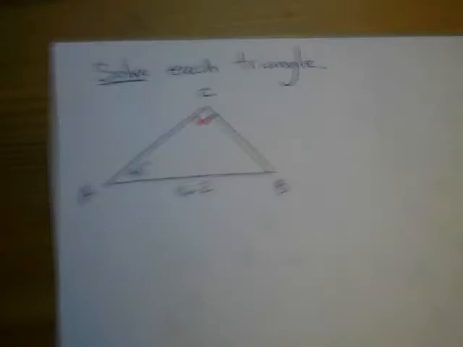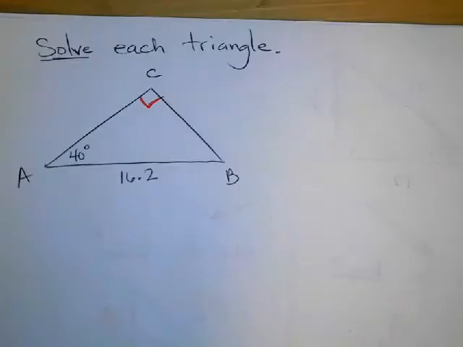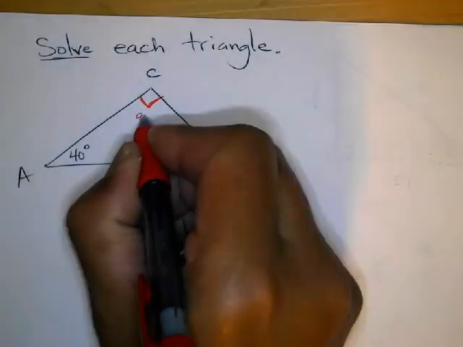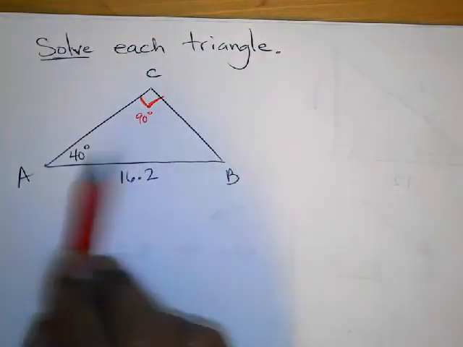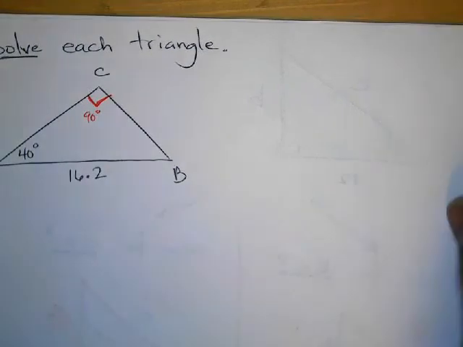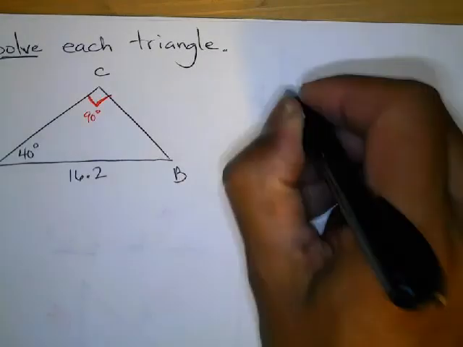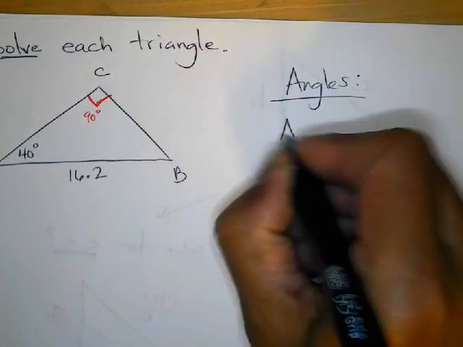All right. So, what are we going to do first? We're going to do the easy stuff first. First, we're going to find the angles. I know that this is 90 degrees. I know that these two have to add up to 90, right? Because they all add up to 180. But I'm still going to make a column here. This is what I'd like you to do. Let's just do the angles first.